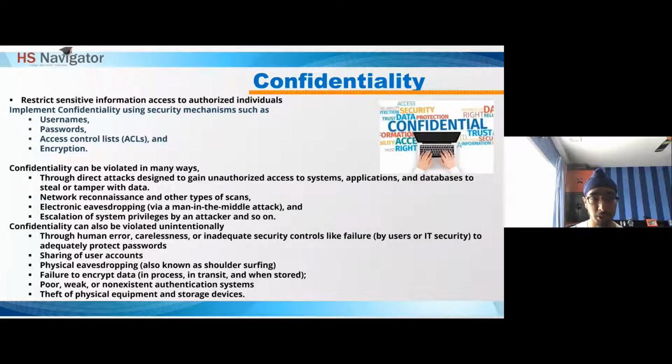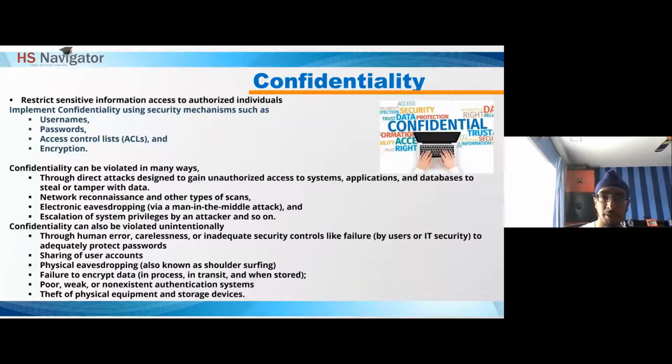But confidentiality can also be violated in numerous ways. You can do it through direct attacks, where they use viruses or some other way to gain unauthorized access to your systems, your applications, your databases, and steal and tamper with the data. You can do network reconnaissance, which sounds kind of complicated, but in a general way, it basically means that as you go to a public Wi-Fi network, they could be scanning that network and taking in all the packets and all the requests that are being sent to that public network. They can be taking all of those for themselves. Get access to some personal information that way.